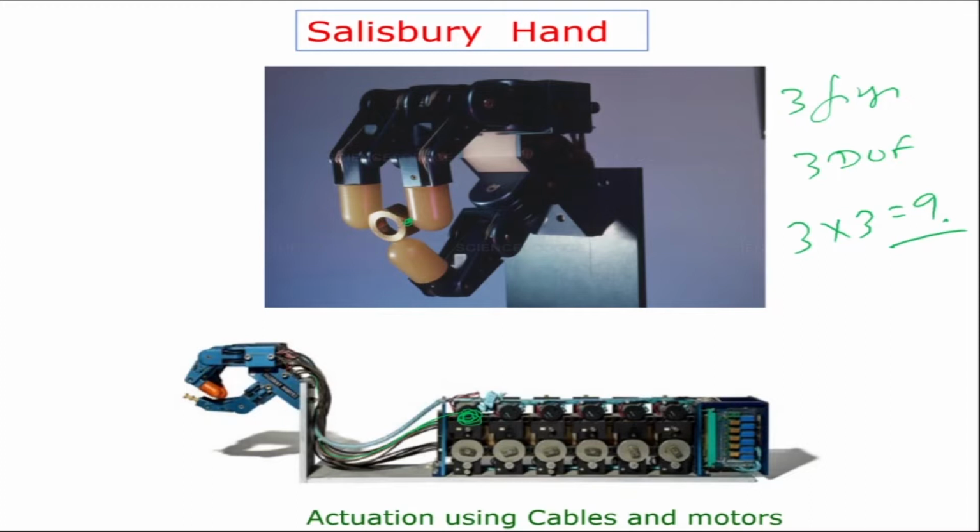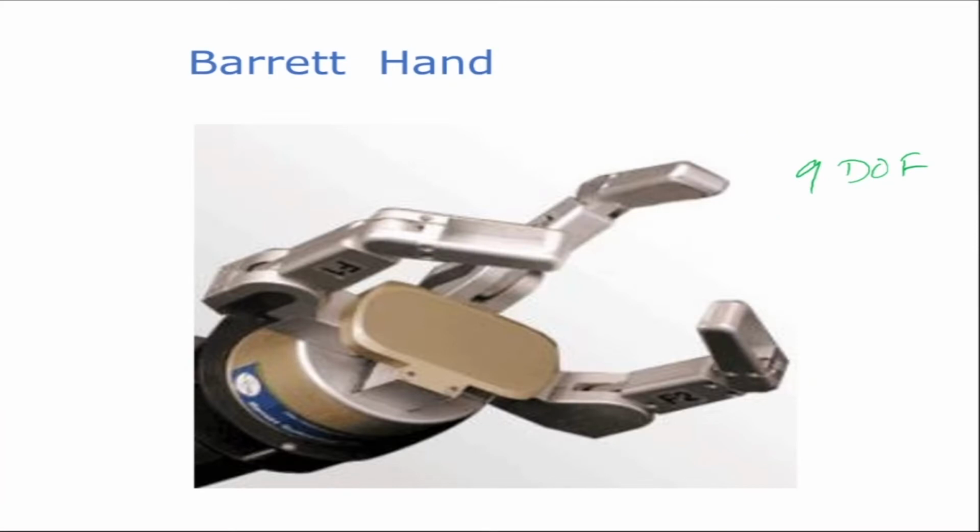There can be a 3-fingered robot hand, which is called the Salisbury hand. It has 3 degrees of freedom on each finger, and in total it has 9 degrees of freedom, and it is actuated by wire or cable kind of drives. The other kind of hand is the Barrett hand. Again, it has 3 fingers and 9 degrees of freedom.